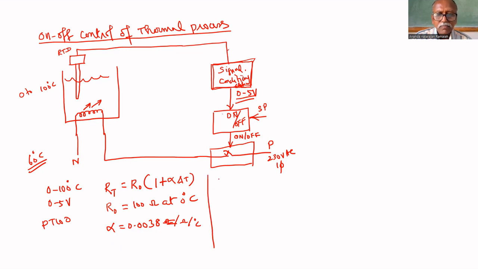So if you substitute, the maximum temperature is 100 degrees centigrade. If you substitute 100 degrees centigrade, then change in temperature is 100. That's why R100 equal to 138 ohm. R0 equal to 100 ohm. We have to design a signal conditioning circuit to convert this change in resistance of 100 to 138 into 0 to 5 volt. So for that, let us have a Wheatstone bridge circuit.